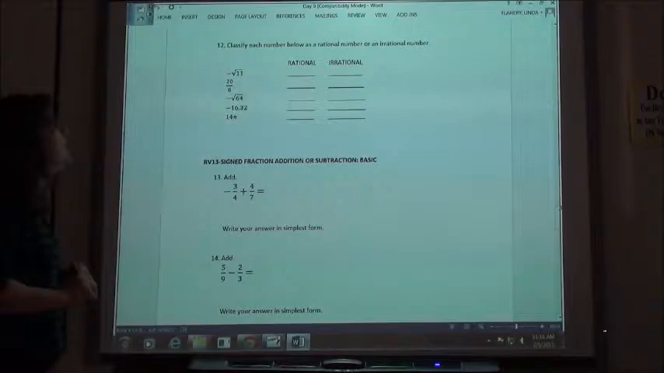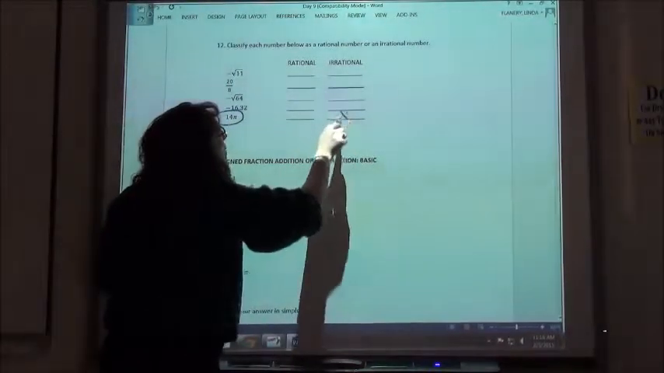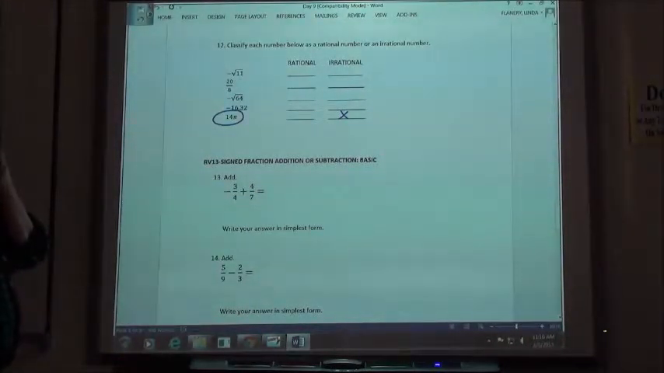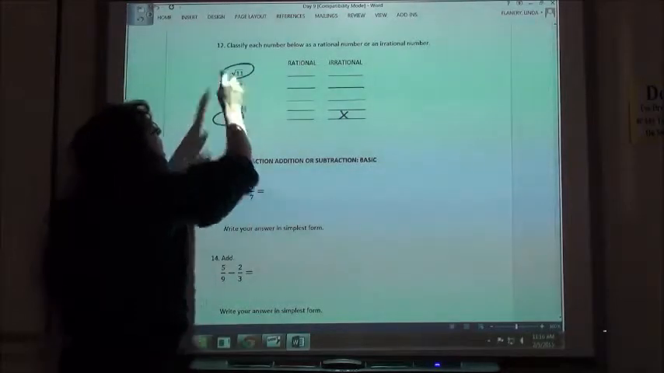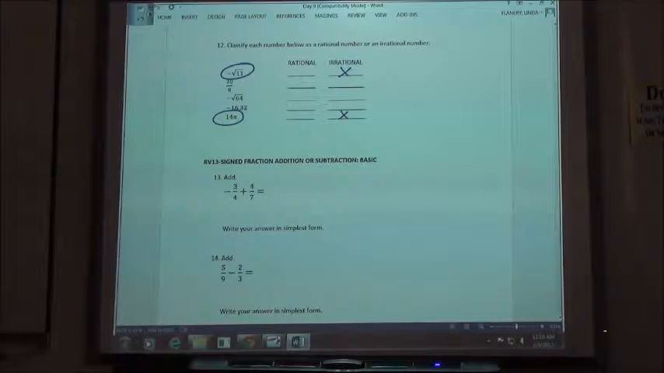Irrational numbers, anything with pi. Here's something with pi. That's irrational. Square root of something that's not a perfect square. Again, the 11 is not a perfect square. If I do that on my calculator, I get a non-terminating, non-repeating decimal.